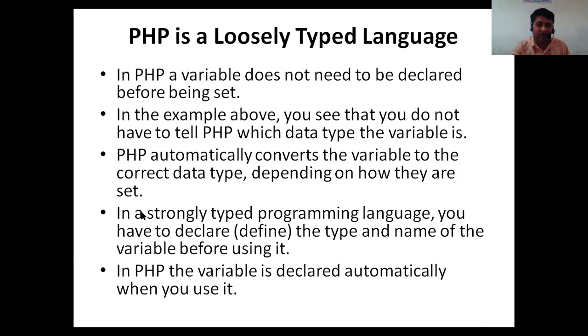In a strongly typed programming language, you have to declare the type and name of the variable before using it. In PHP, the variable is declared automatically when we use it. So it is called a loosely typed language. So please remember that PHP is a loosely typed language. There is no need to declare the type of the variable before the variable name.